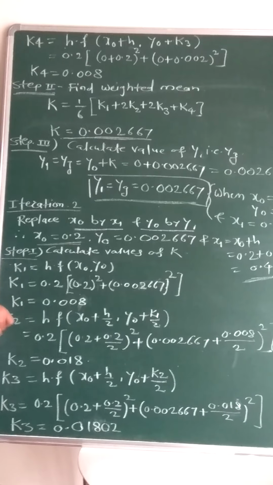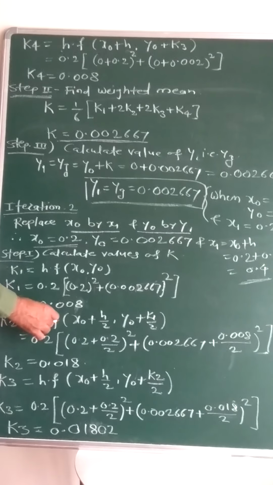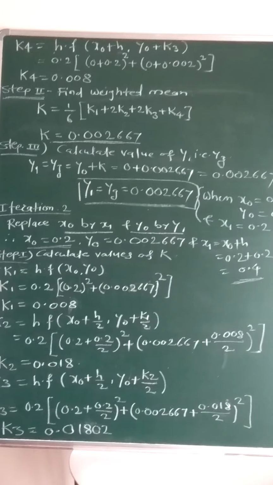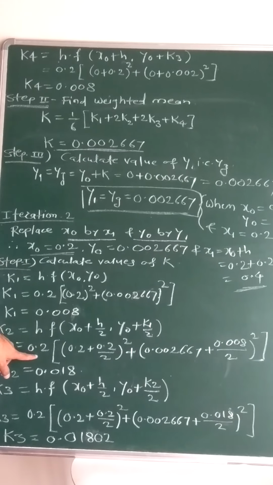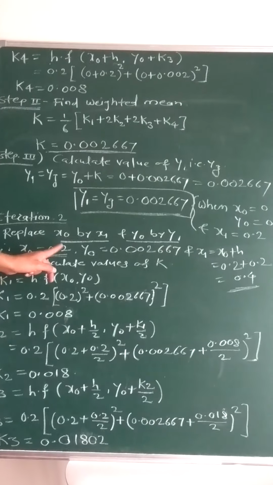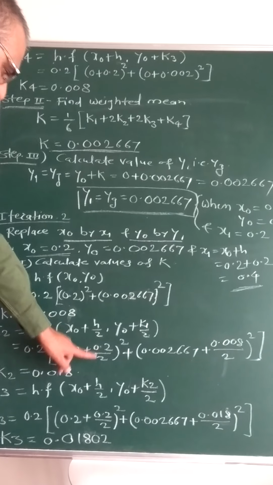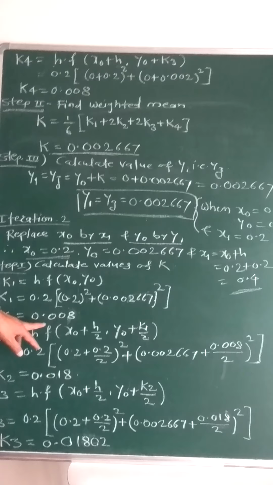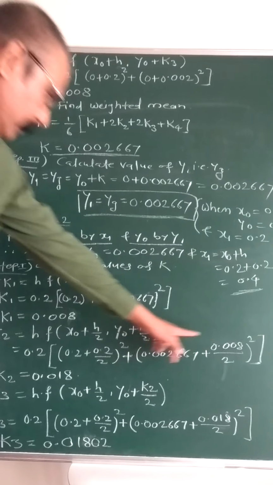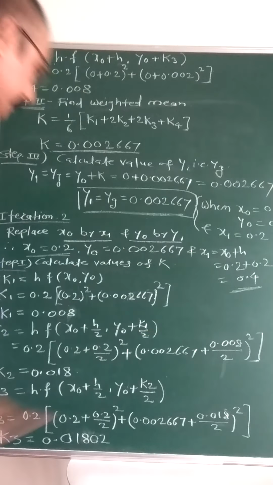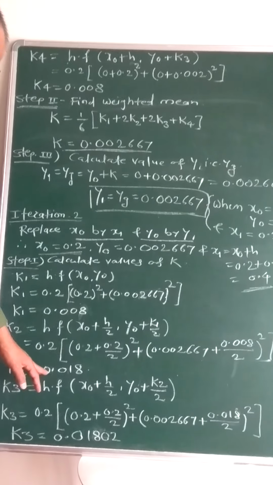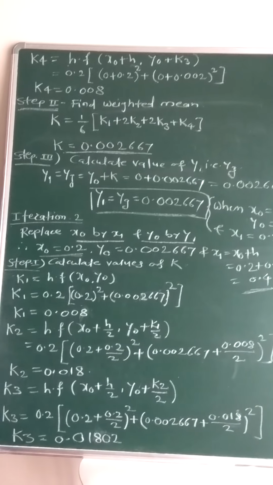Now the second value k2. k2 is equal to h into f of x0 plus h by 2, y0 plus k1 by 2. Here again h is 0.2, x0 is 0.2 plus h is 0.2 by 2 bracket square plus y0 0.002667, k1 is 0.008 divided by 2 bracket square. Therefore k2 is equal to 0.018.